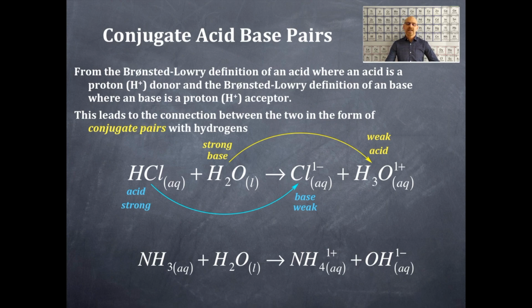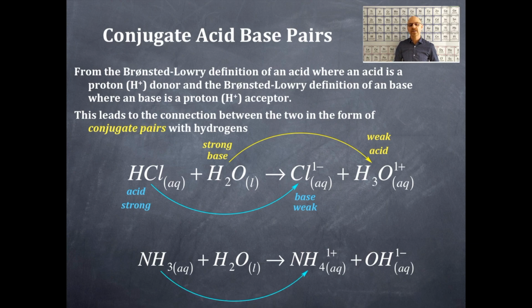Here's another example, and now we're going to look for conjugate pairs. In finding conjugate pairs, we want to find an element that is the same on the reactant side and on the product side. So what is the similar element? Well, it's nitrogen, and hopefully that's easily seen. I have NH3, which is ammonia, on the reactant side, and water on the reactant side. Then on the product side, I have the ammonium ion in solution and the hydroxide ion in solution.